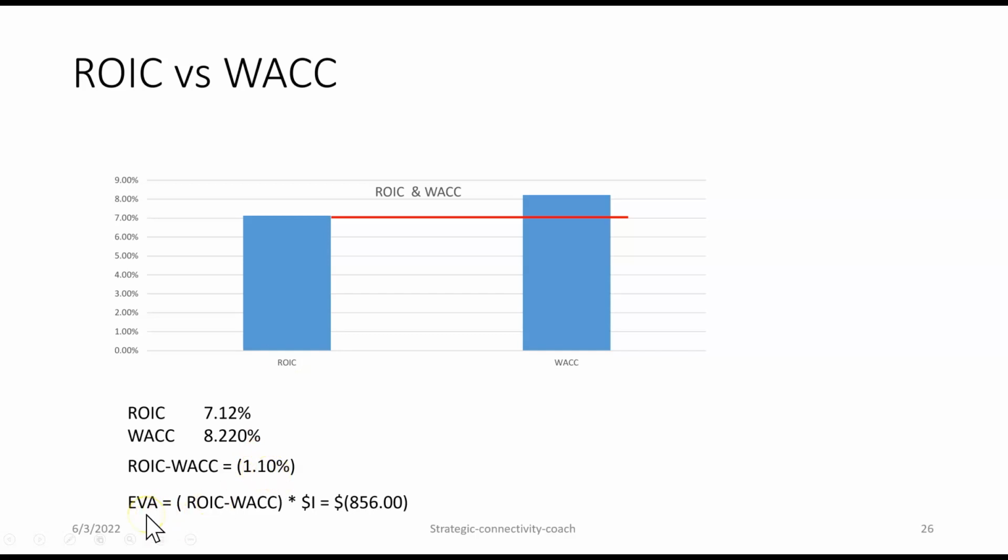Now, for economic value added, we take this number, which in this case is negative 1.1%, and multiply it by invested capital. I guess I'm missing a C over here. Invested capital, that we had, and we get a negative value of 8.56, which means in this scenario they are not generating value. They're actually making the value go down, which is obviously not a good thing for a company.